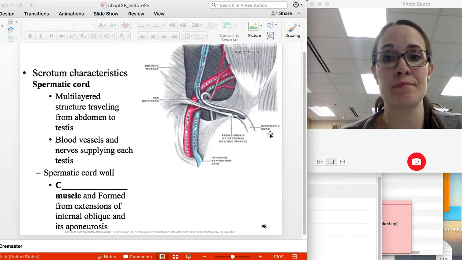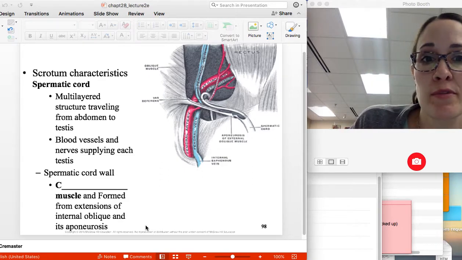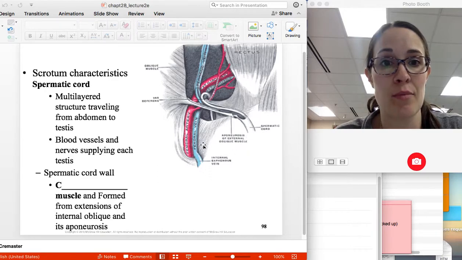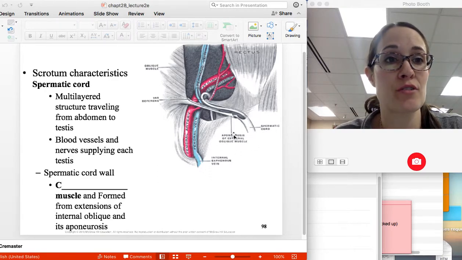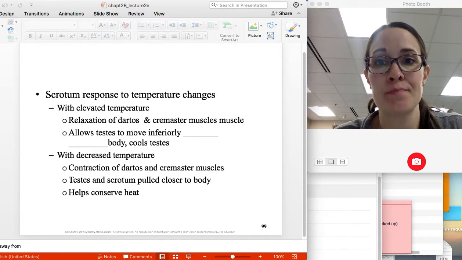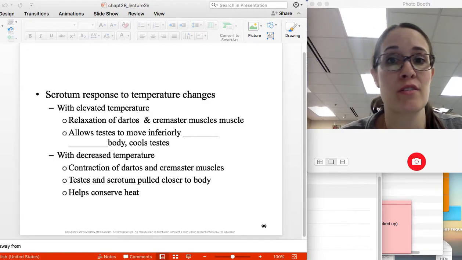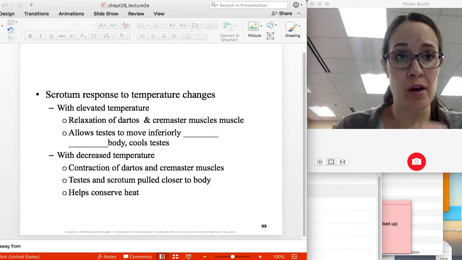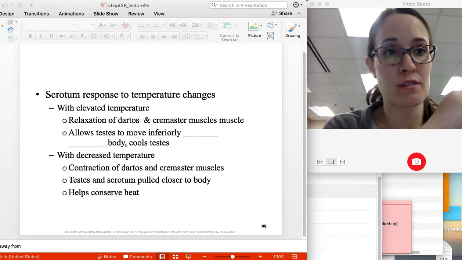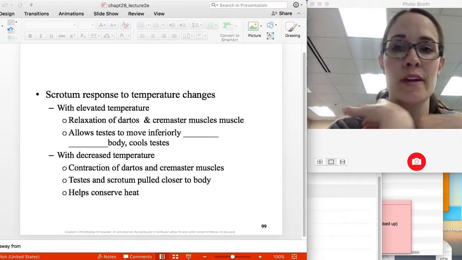There's also a muscle called the cremaster muscle that's formed from extensions of what's called the aponeurosis and internal oblique muscles that are going to be surrounding that spermatic cord. So the reason why I mentioned the dartos muscle and the cremaster muscle is they're involved with the scrotum's response to different temperatures. And like I said, it's very important for the testes, for the sperm maturation, to not get too hot or get too cold.